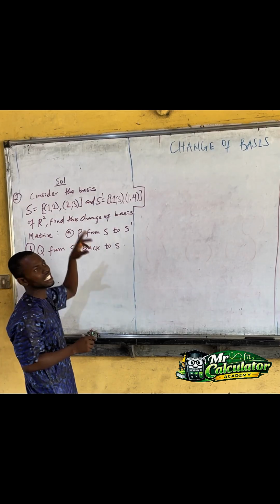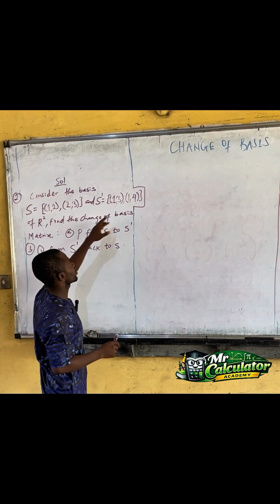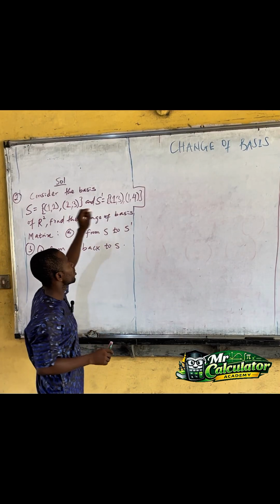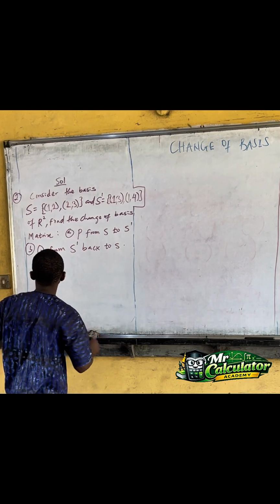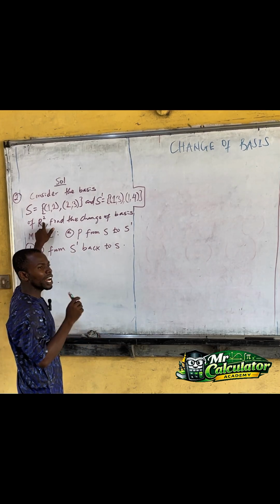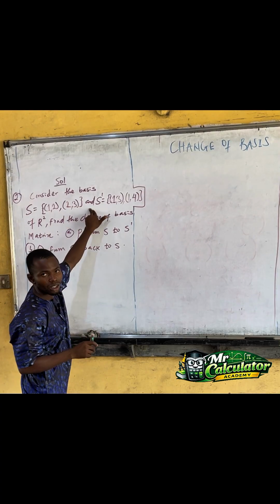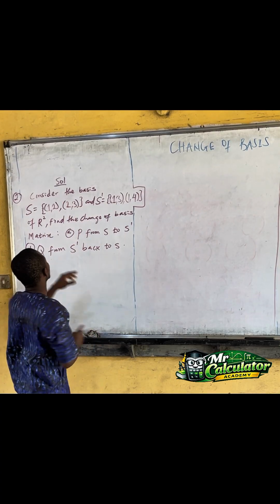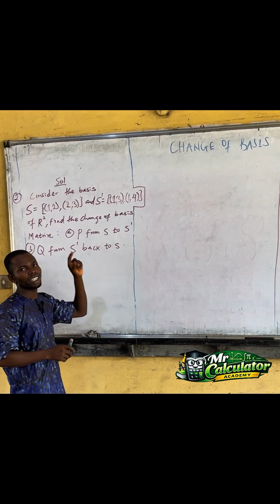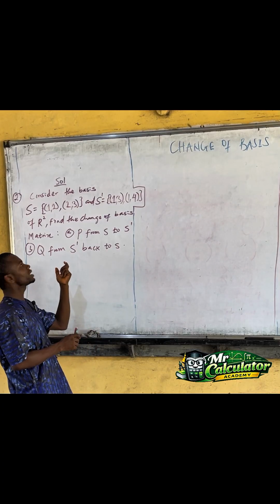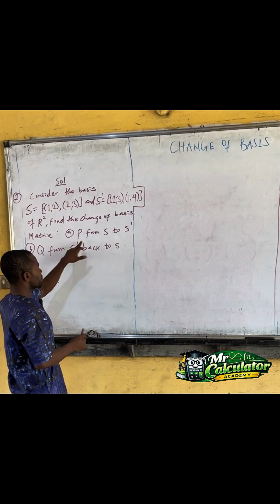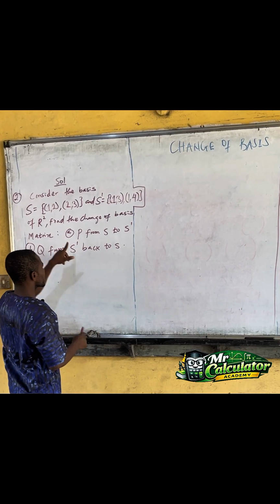And the basis of S prime is what? 1, 3 and what? 1, 4 of R2. The R2 means n tuples. It means there are two datas or two information. That's the meaning. Find the change of basis matrix P.